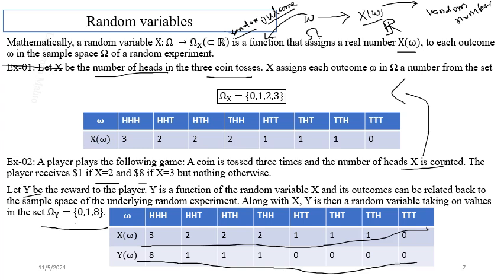What is the domain of Y? Also it is the sample space of the random experiment omega. So one kind of composition is coming. X is a map from omega to R, and here we will write it as omega X. Omega X is what? The range of X. That means the collection of images. Omega X is the range.